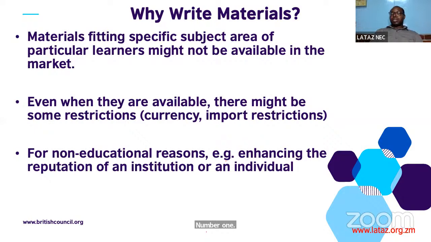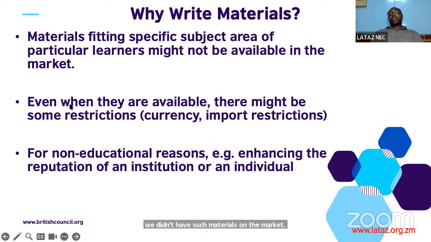it's possible that we may observe that the materials that are fit for this specific subject area for these particular learners are not available on the market. And I think that's what prompted people like Monica and Mr. Mbewe to write course books for literature in English for grade 10, because we didn't have such materials on the market. And then the second one is, even when they are available, there might be some restrictions, okay? There might be some restrictions in terms of currency or import.